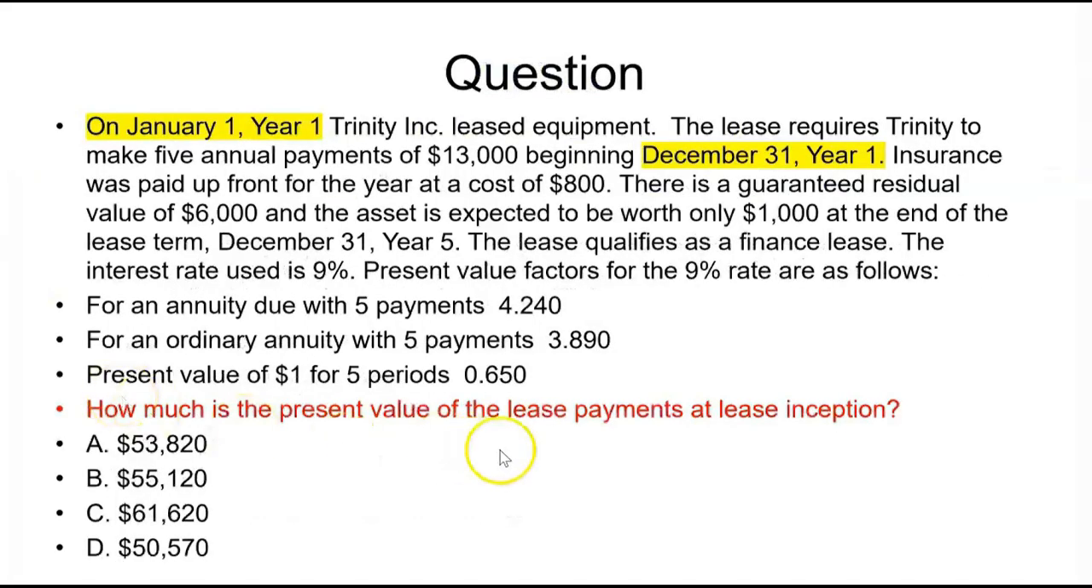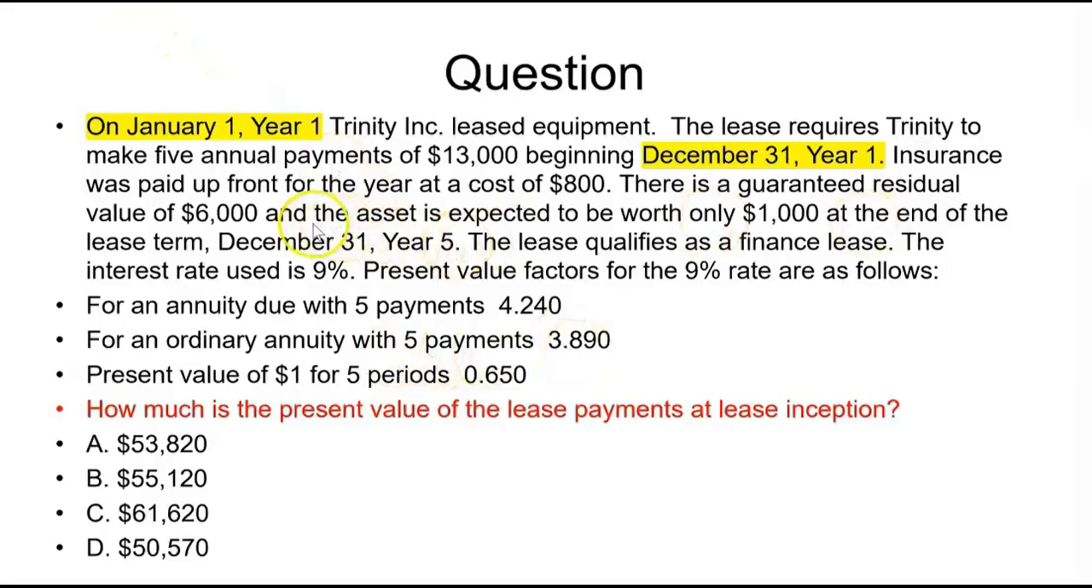They want to know how much is the present value of the lease payments at lease inception. So we're going to be multiplying times the present value factor again, but there's 2 present value factors given. In fact, there's even 3. So on January 1st, year 1, Trinity Inc. leased equipment. The lease requires Trinity to make 5 annual payments of $13,000 beginning December 31st, year 1, beginning a year from now. So this is an ordinary annuity, not an annuity due. So right away we can cross out the annuity due factor of 4.24. Not going to need it. We're going to need the ordinary annuity factor, 5 payments at 3.89.